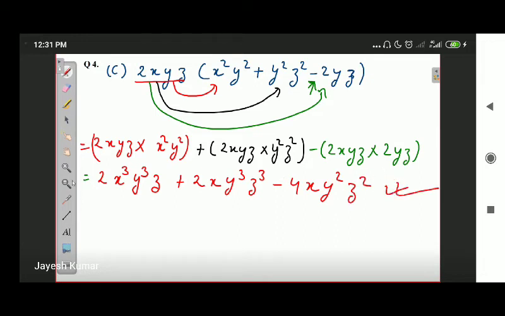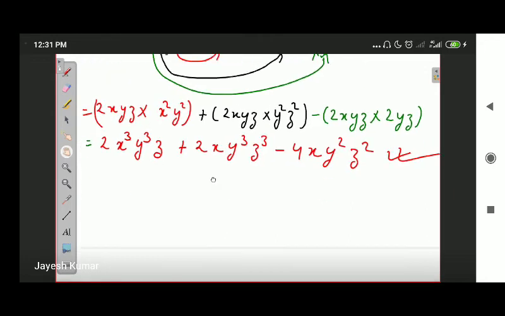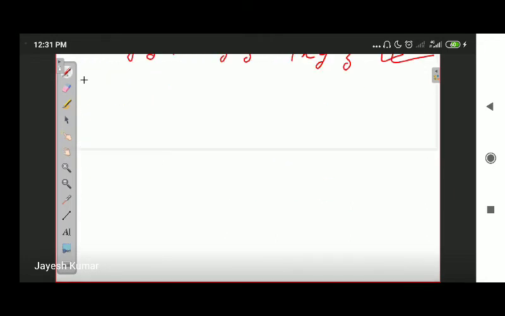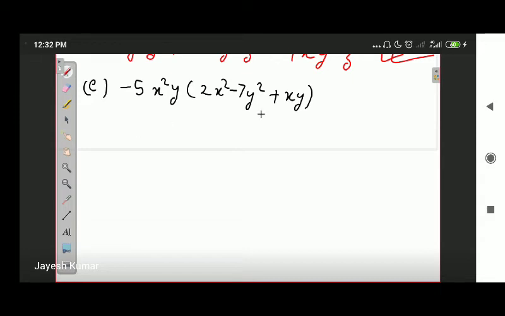Okay. In the same manner, we can do D part. No, let's not take D, let's take E part. Minus 5 x square y, 2 x square minus 7 y square plus xy. So we have to simplify this term. We have to multiply this monomial with this trinomial.